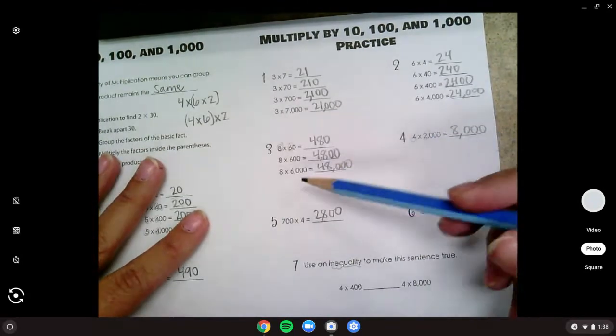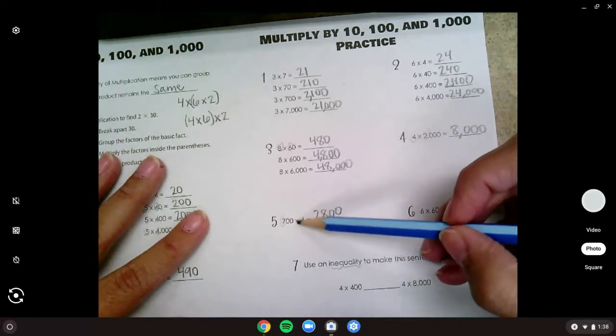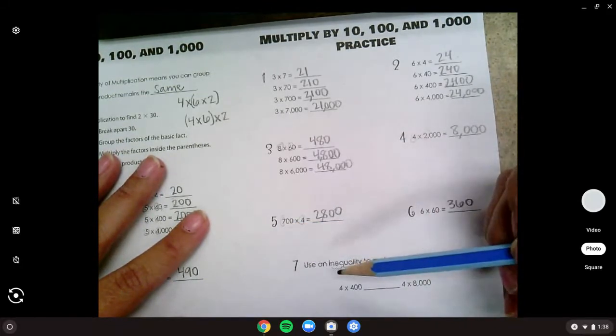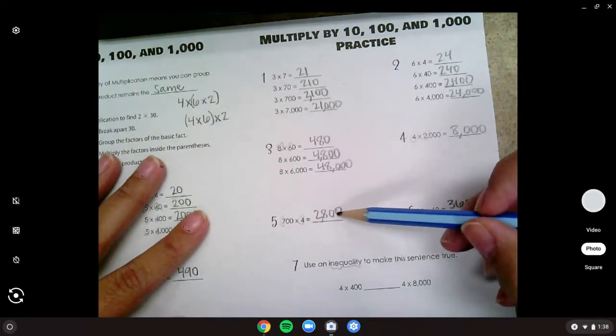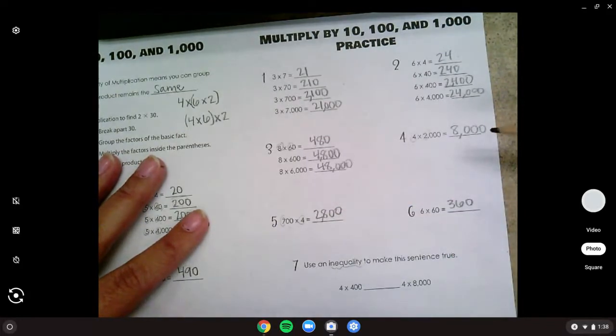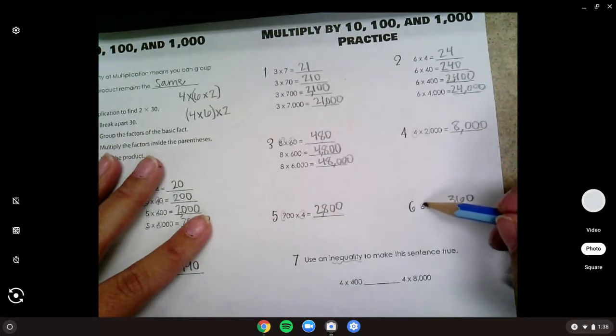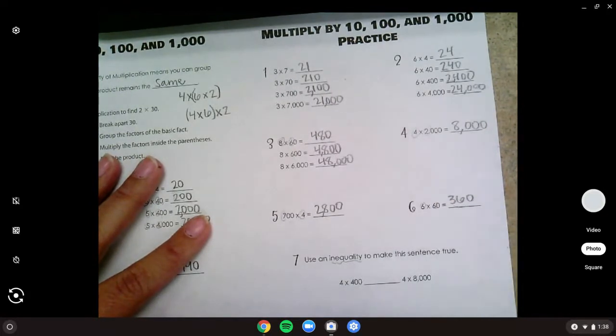Number 4, you should have done 4 times 2 to get 8, and added 3 zeros to get 8,000. Number 5 should have done 7 times 4, even though it had it first, we could still do 7 times 4 to get 28 and add 2 zeros for 2,800. And number 6 was 6 times 6 for 36, and adding 1 zero because it's got 1 in our factor over there.